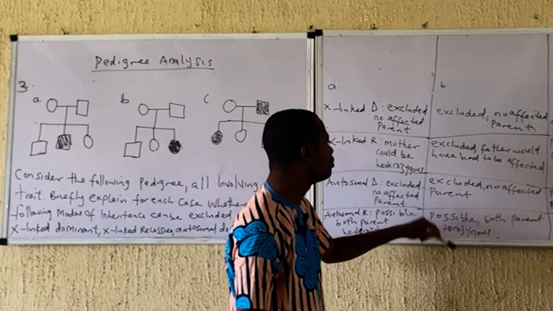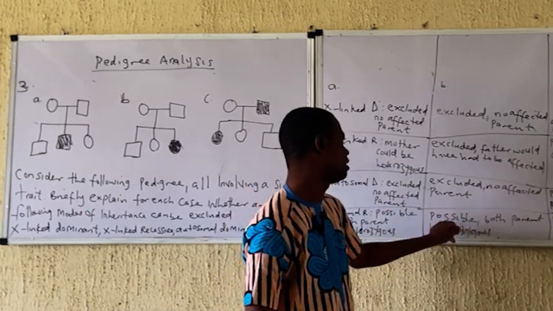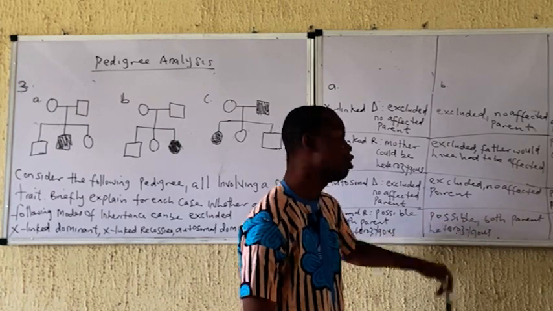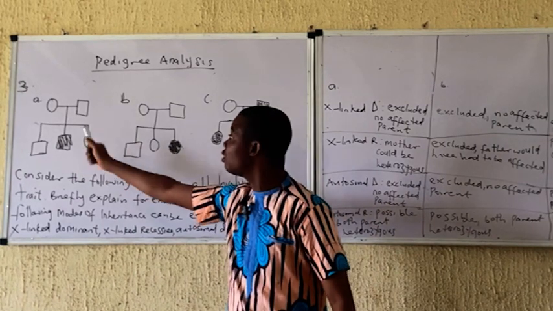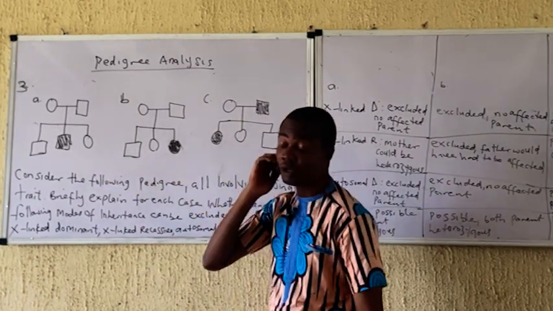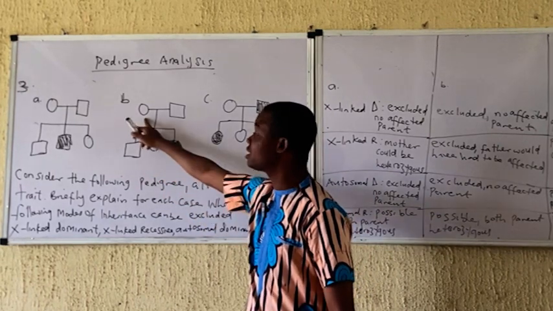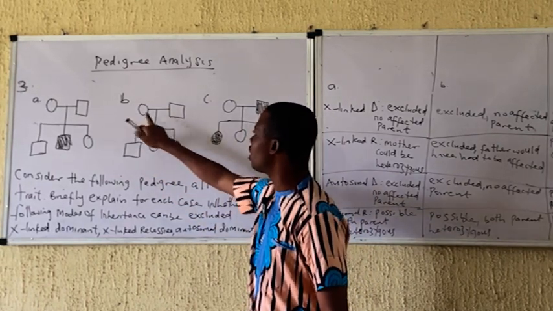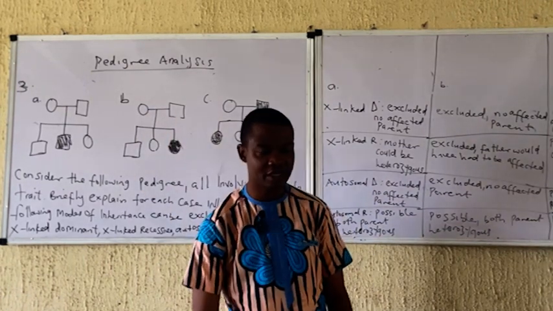However, can it be autosomal recessive? Yes, it can be autosomal recessive because both parents can be heterozygous, as we had in the first case. This can be heterozygous, this can be heterozygous. And when both of them are heterozygous, there's a likelihood that they can produce affected children.